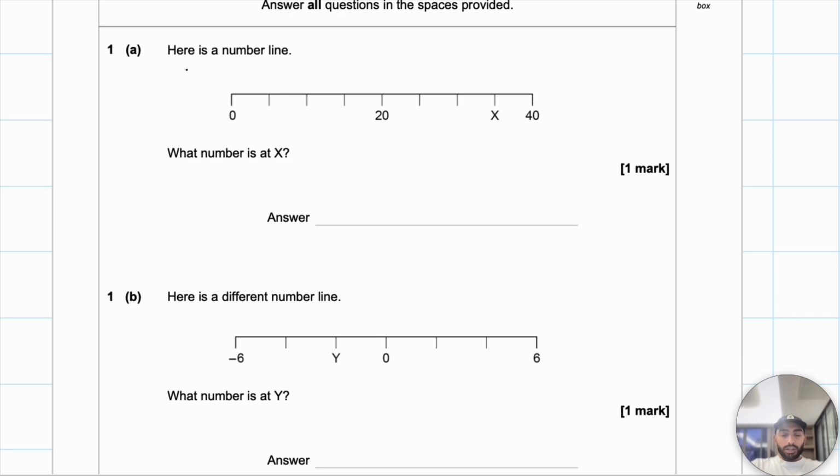Question 1. Here is a number line. What number is at x? I can see I've got 20 here and 40 here, and there's 4 gaps with 20 between them. So that means each gap will be worth 5. That'll be 25, that'll be 30, and that'll be 35.